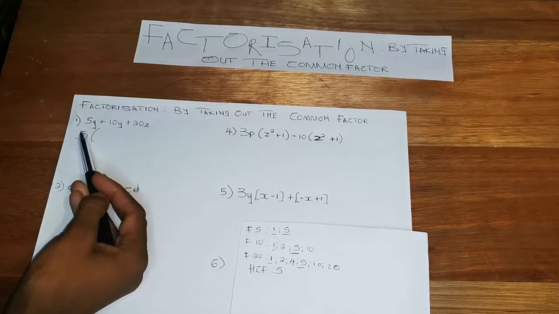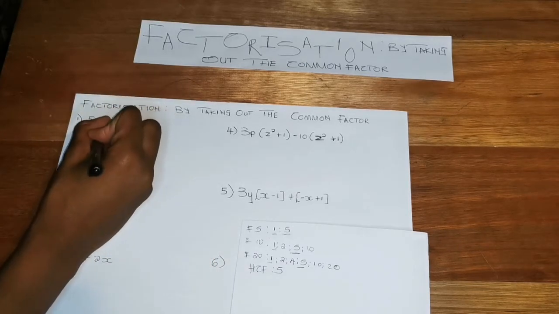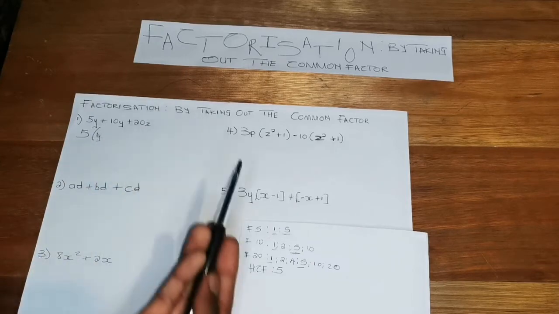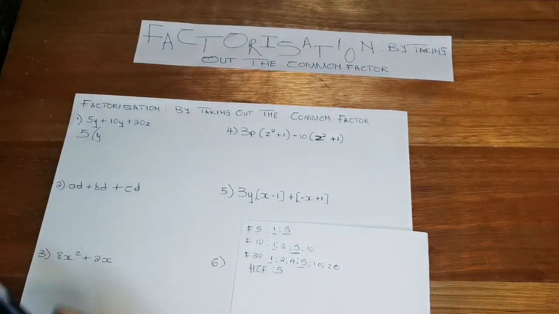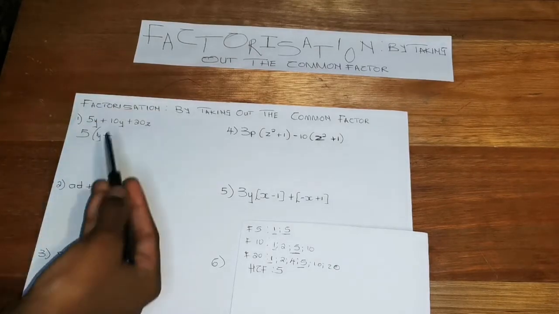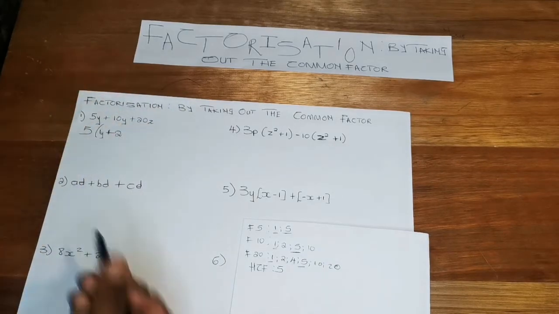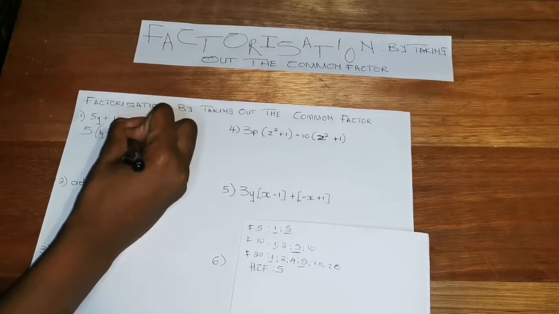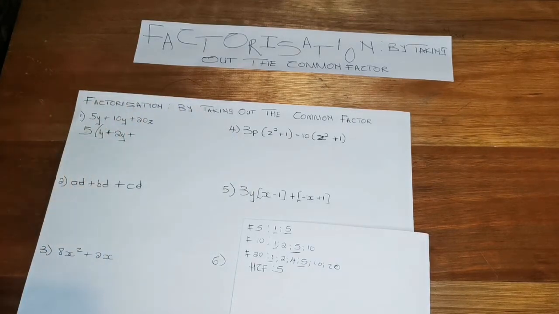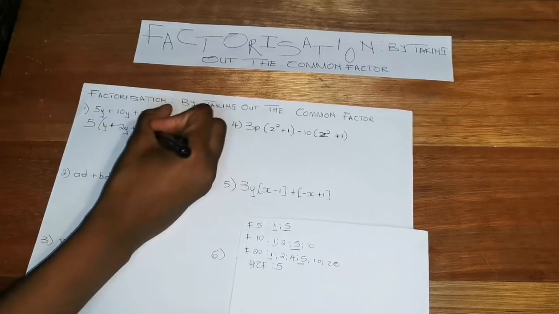What are we left with? 5 divided by 5, it's 1. And then what are we left with also? Our variable y. So if you only write y here, we won't say it's wrong. It is actually right, because when a variable doesn't have a number or a coefficient in front of it, we know that it is 1. And then we move on to our second term, put down our positive sign. 10 divided by 5, 2, then our variable, don't leave it behind, y, then plus 20 divided by 5, 4. Don't forget our variable z.